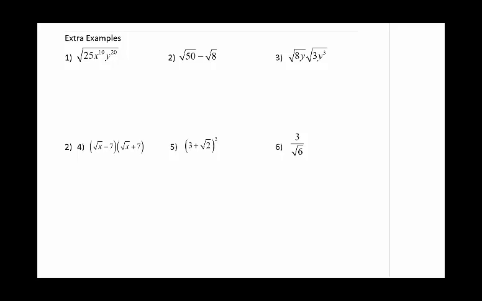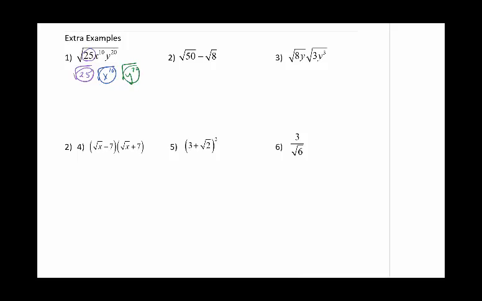So, starting with number 1, we have a square root, and we need to make sure we are not breaking any of the rules of simplifying, having any perfect roots underneath the radical. And if we look at this, again, it's all multiplication, so we can look at them as separate pieces. 25 is a perfect square. X to the 10th is a perfect square. And y to the 20th is a perfect square.